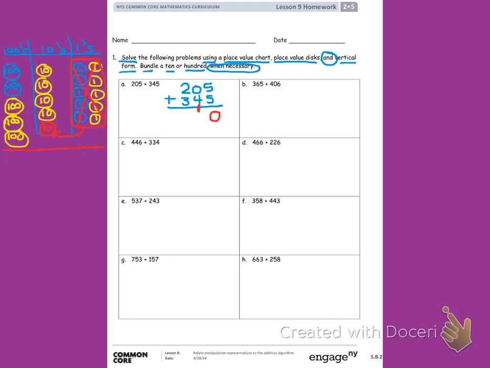Now looking at the picture again, I have 4 groups of 10 plus the new bundled group of 10, and that makes 5 groups of 10. 0 plus 4 is 4, and 1 more group is 5. Now let's look at the hundreds place. I had 2 groups of 100, and I added 3 more groups of 100. That gives me 5 groups of 100. 2 plus 3 is 5.